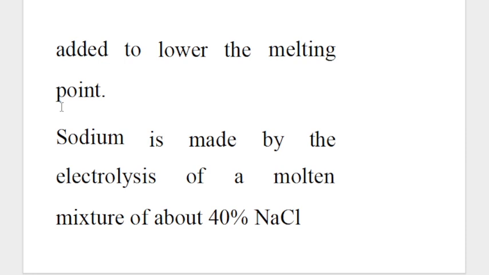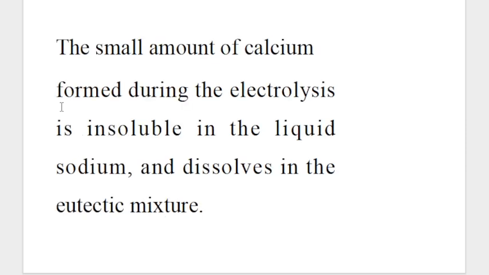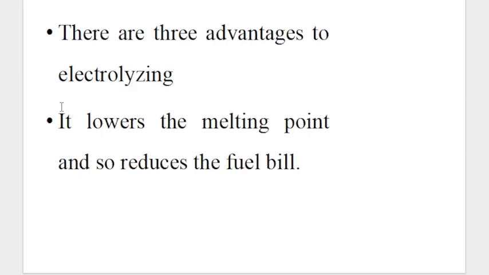Sodium is made by electrolysis of a molten mixture of about 40% sodium chloride and 60% calcium chloride in Downs cell. So the impurity here is calcium chloride. This mixture melts at about 600 degrees Celsius, compared with when you are melting only pure NaCl, which melts at 803 degrees Celsius. The small amount of calcium formed during the electrolysis is insoluble in the liquid sodium and dissolves in this particular mixture. So it's important that you take note of that.